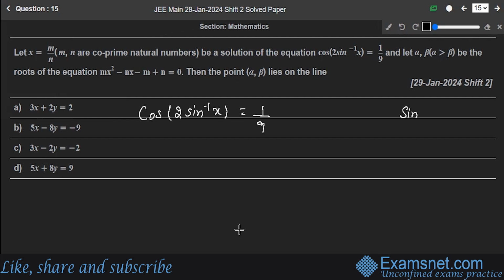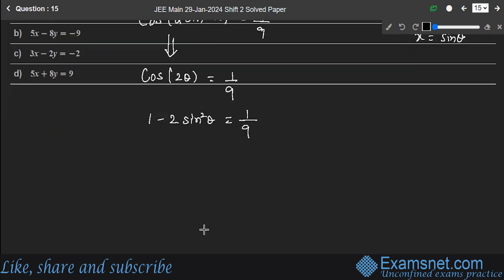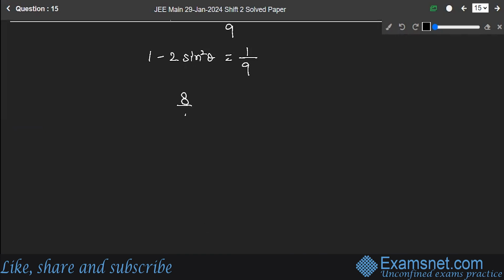I'll let this be equal to theta. So you will have x is equal to sine theta. What will this equation now be? You will have cos 2 theta is equal to 1 by 9. What is cos 2 theta? 1 minus 2 sine square theta is equal to this, or you will have 1 minus 1 by 9, which is 8 by 9, is equal to 2 sine square theta. Sine theta will be equal to the root of this, which will be plus minus 2 by 3.